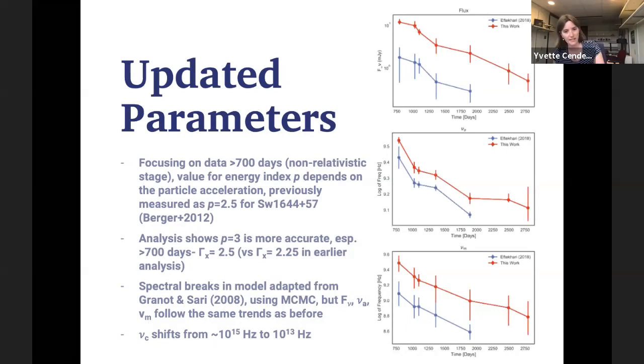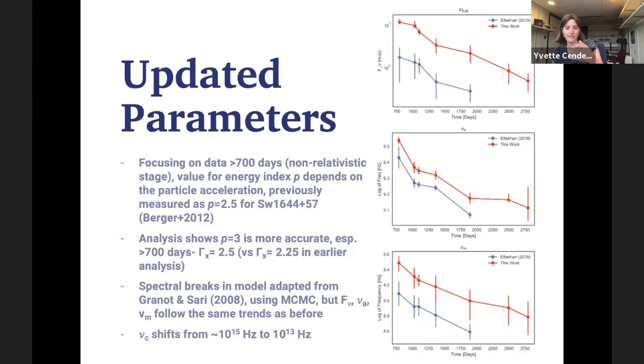And we did a reanalysis of the steepness of that curve that I showed you earlier. It's called the energy index, P, and that's dependent on the particle acceleration. It was previously measured as P equals 2.5 in the earliest days of the Swift J1644+57 observations. I redid an analysis that showed that P equals 3 is more accurate, so that curve is actually a little bit steeper, which also does affect the X-ray, because that also affects the gamma X photon index and things like that. So I had to update the parameters.